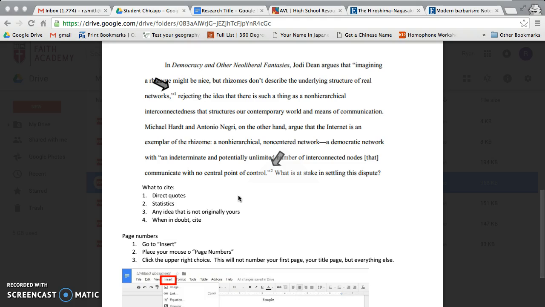Also, remember, the end of every footnote ends in a period. It's the same with your bibliography entries. Each entry ends with a period.